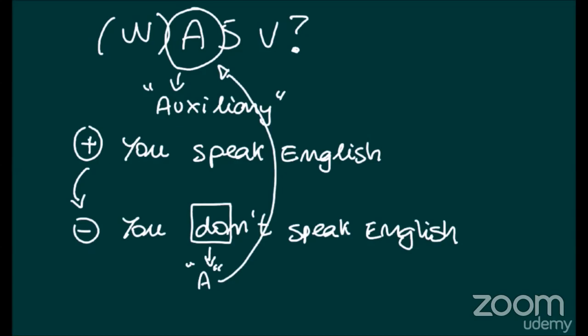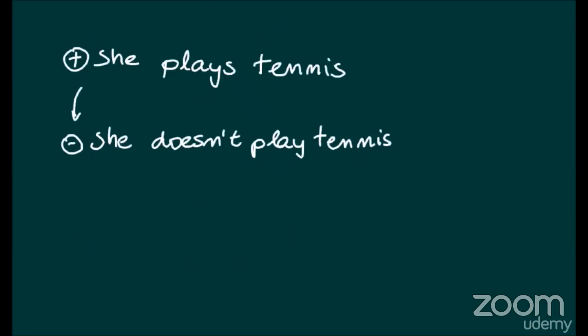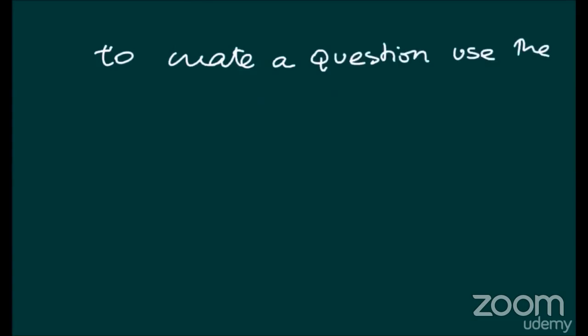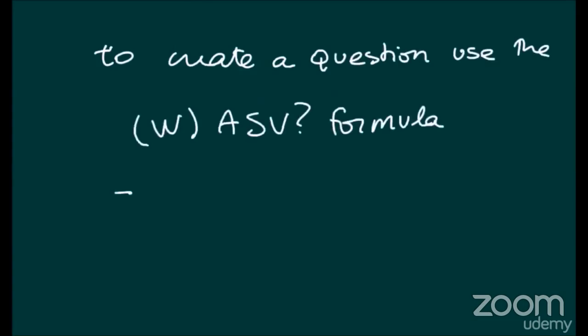N'T. Another example, she plays tennis. Then the negative, she doesn't play tennis. So for the WASV formula, just use does as it is, the part next to the N'T. Please remember how to find the A because it is a trick you can use for all verb tenses. S is the subject, V is the verb. So if you have to create a question, use the WASV formula and you won't forget any element and you will put each element in the correct place.